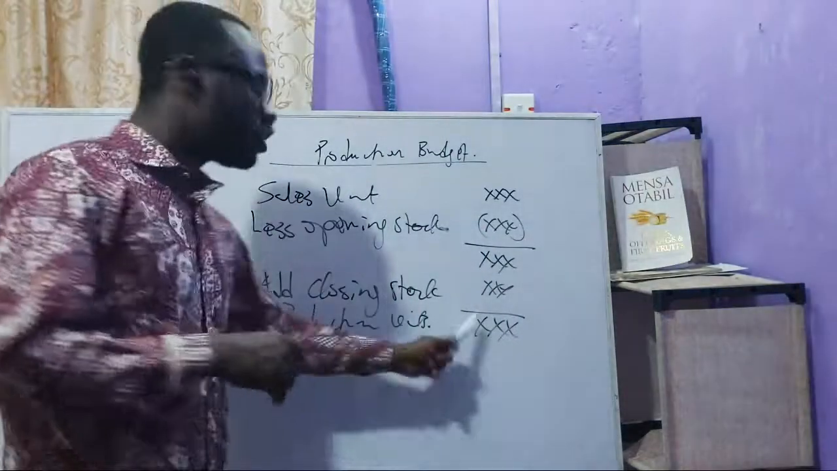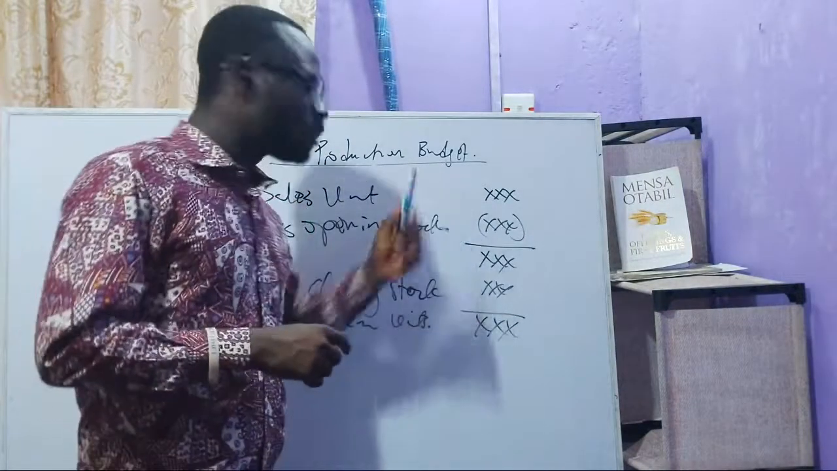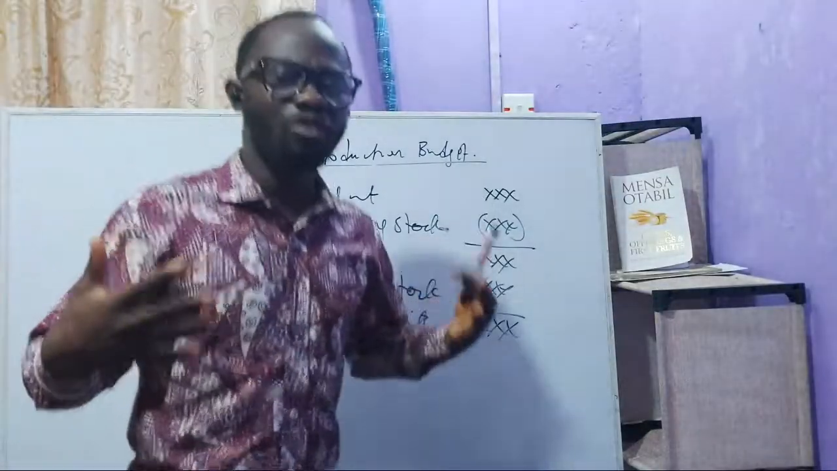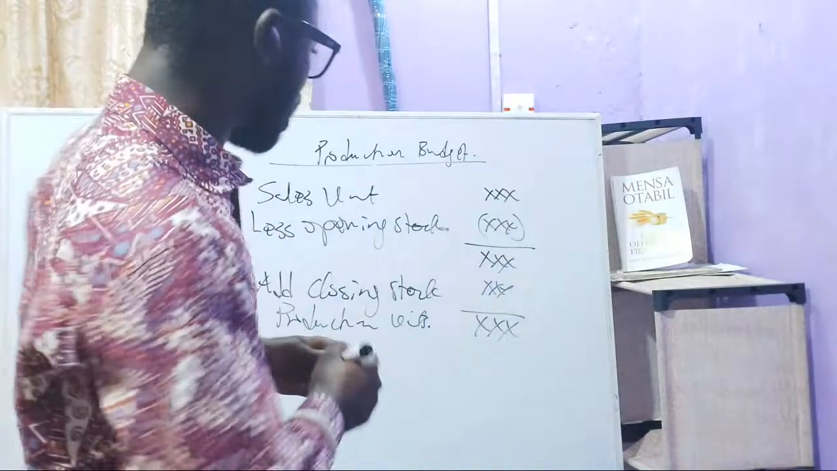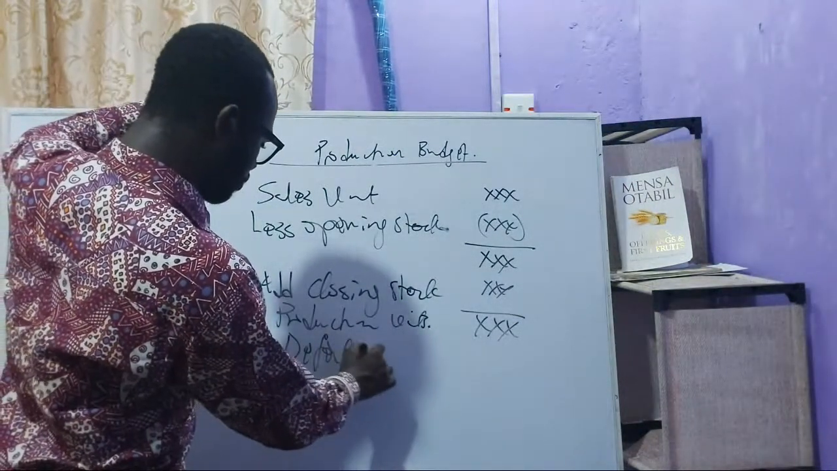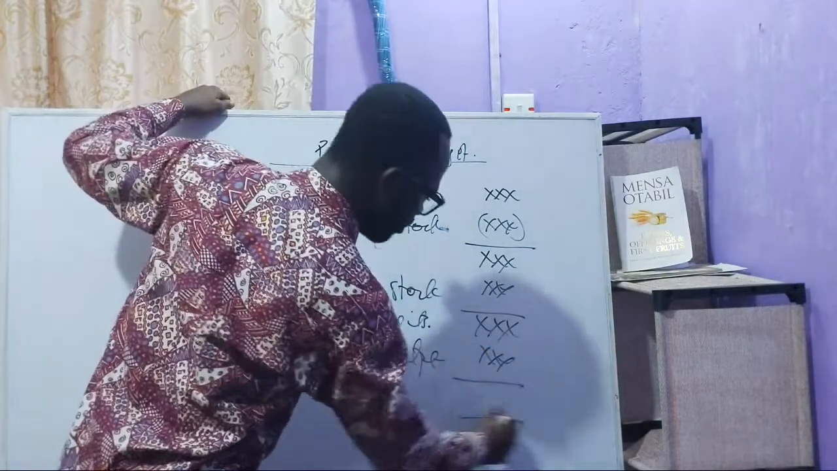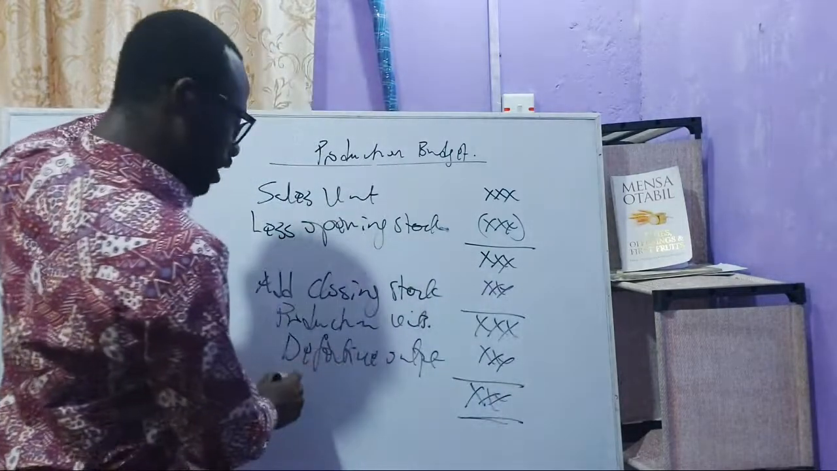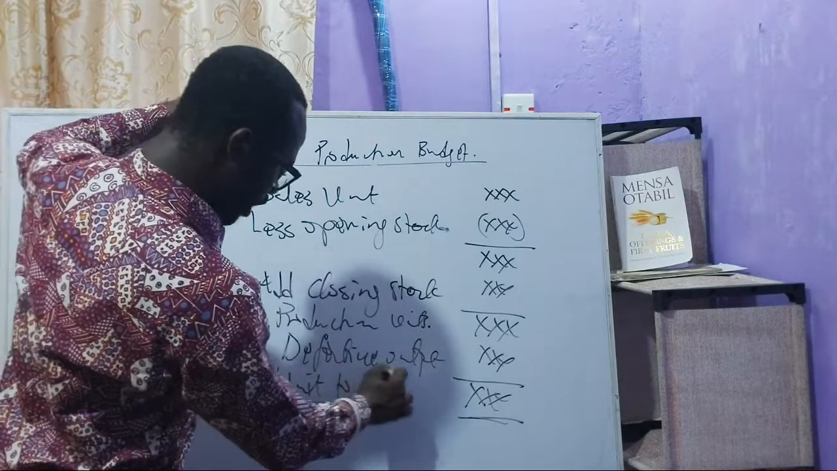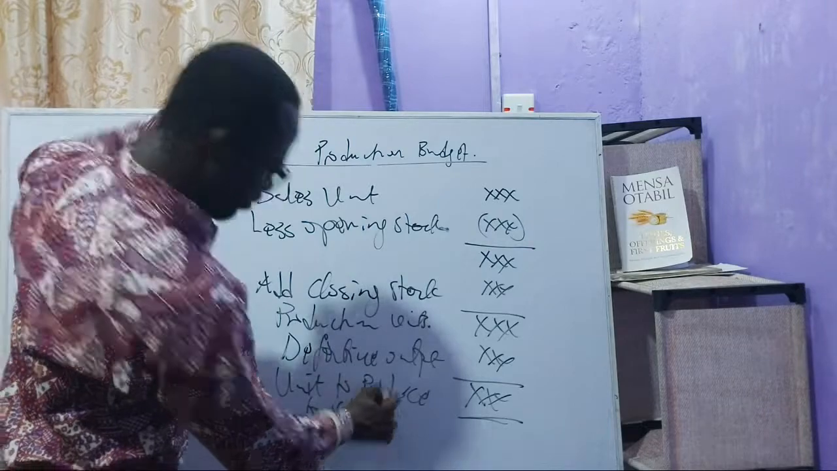So yes, this is the unit we have to produce. But the question is, if we produce this unit, will it be able to meet the sales demand? The answer may be no. Why? Because we have to build into the system defective output. So we're going to be adding defective output to it, and now that is going to give us the units to produce to meet the sales. I hope it makes sense.